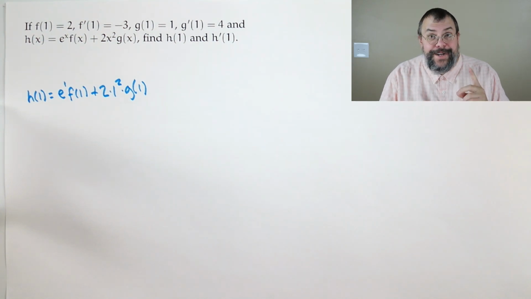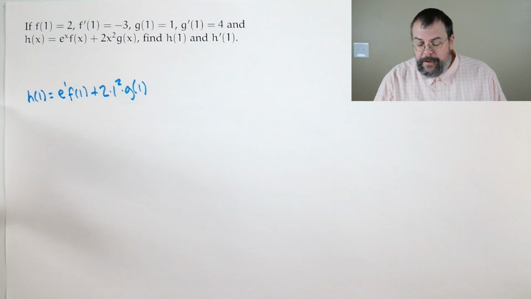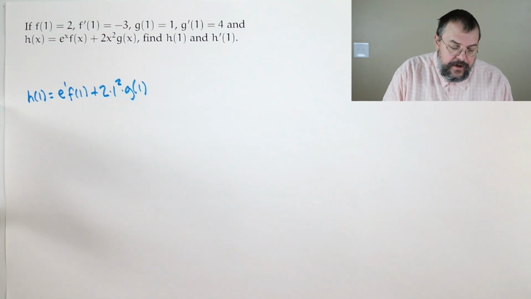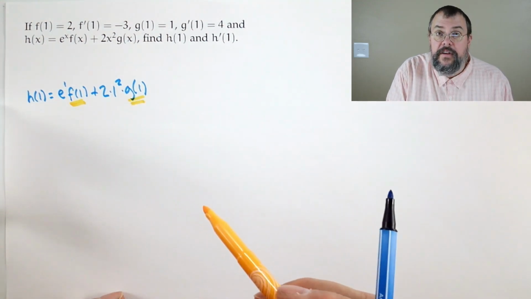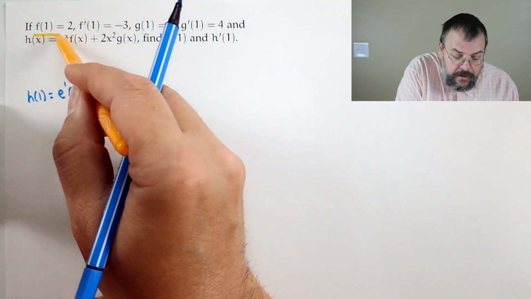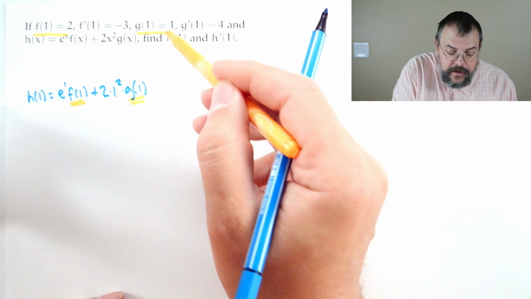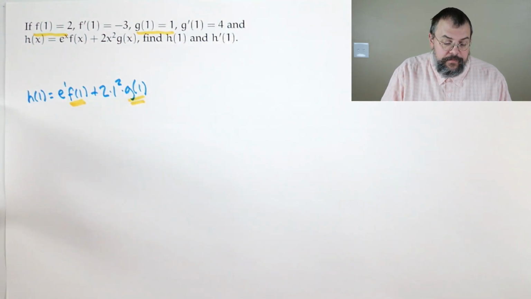Now I say, what do I know? Well, I know a couple of things. I know what f of 1 is, and I know what g of 1 is. And you might say, how? Because I was told that earlier. Okay, so let's put those in.